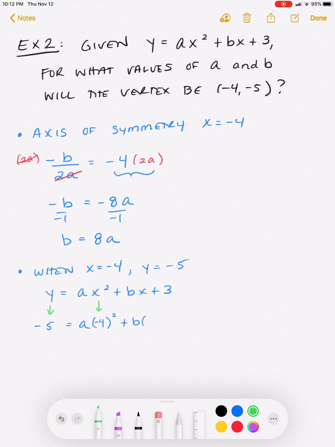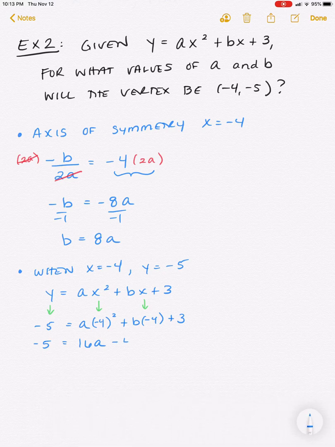And so this is also going to be -4 when I plug this in. Let's do the arithmetic and see what happens here. So -5 equals positive 16a, right? Whenever you square a negative, minus 4b plus 3. Okay, well, let's keep simplifying. Maybe I subtract 3 from both sides. -8 equals 16a minus 4b.